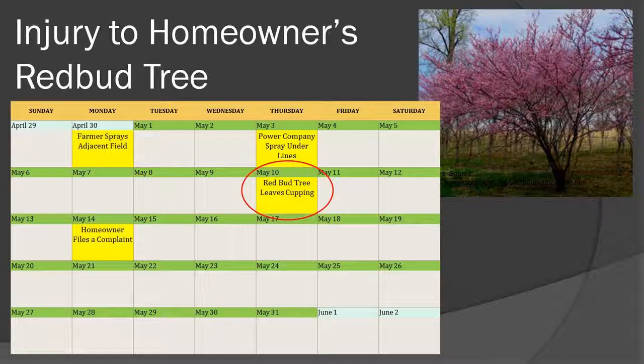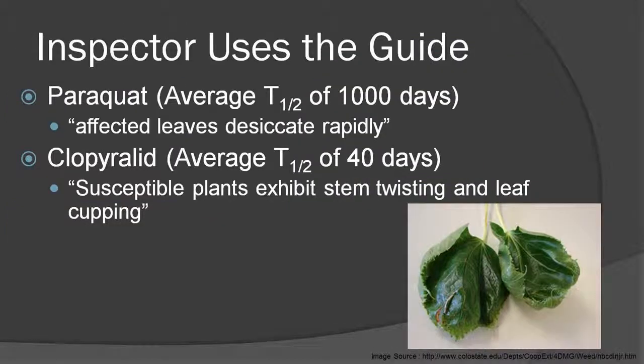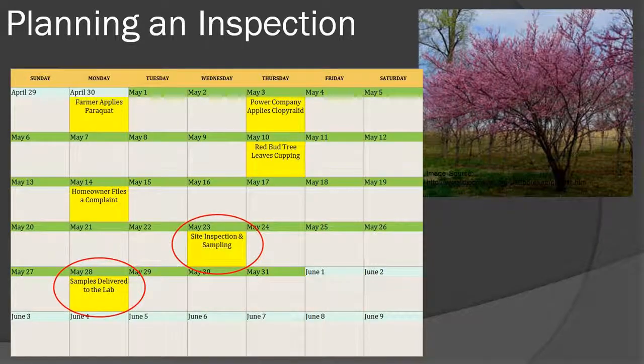The Illinois Department of Agriculture receives that complaint. They contact the farmer, and find out the farmer applied Gramoxone, which is paraquat, on April 30th. He then contacts the utility company, and finds out they applied Transline, which is clopyralid, on May 3rd. The inspector then uses the guide and looks at the persistence for each of these herbicides. He finds out paraquat has a long persistence and clopyralid has a moderate one. He also pays a little bit of attention to the part about the plants and how it affects it.